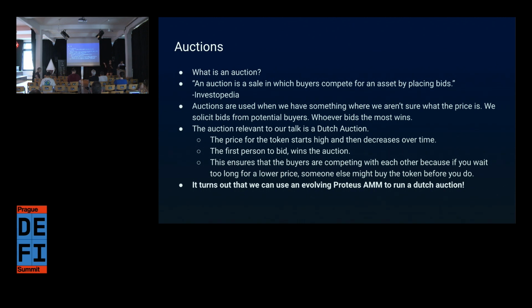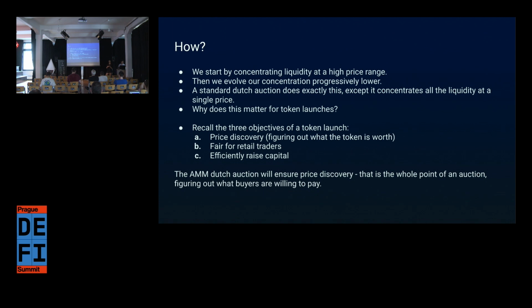We can, it turns out, use Proteus, like an evolving Proteus AMM, to run a Dutch auction. How does this work? We start by concentrating liquidity at a high price range. Then we evolve our concentration progressively lower. A standard Dutch auction does exactly this, except it concentrates all the liquidity at a single price. Why does this matter for token launches?